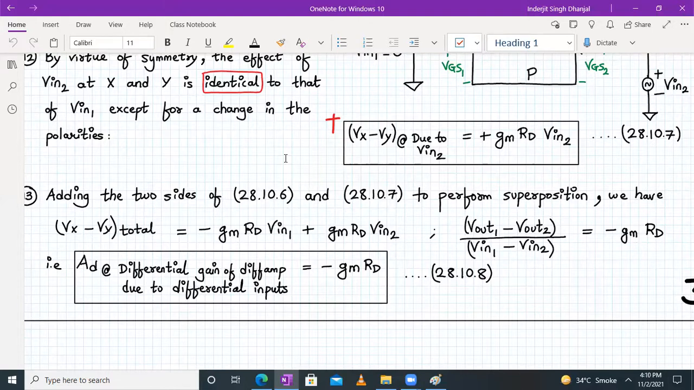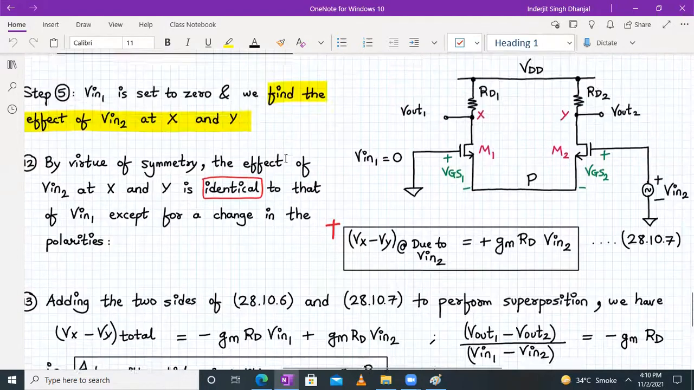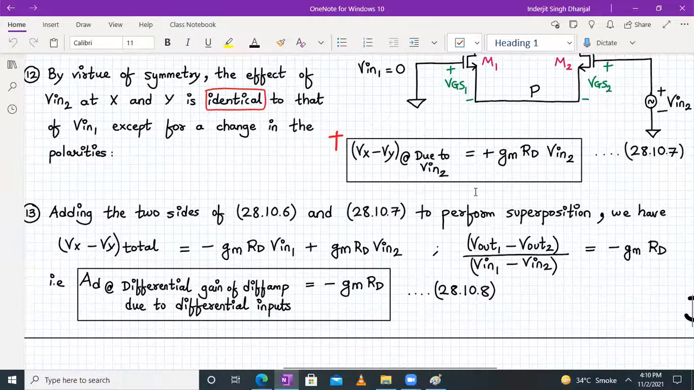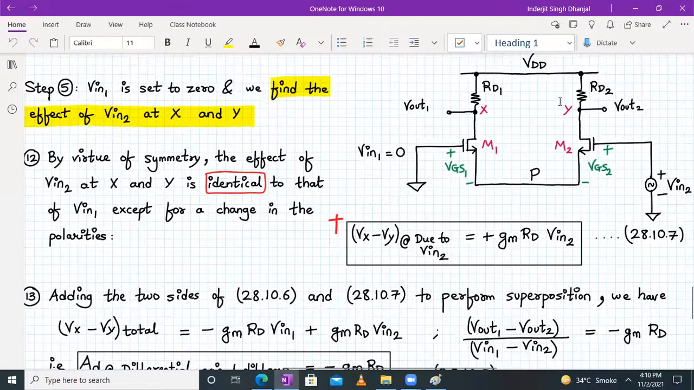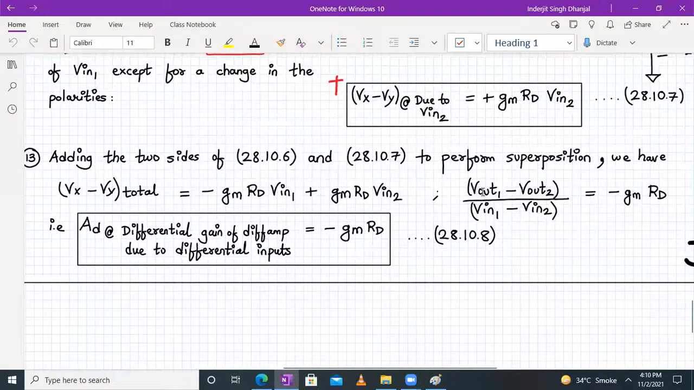Now we have to add both the sides. We have to add the terms of 28.10.6 and also 28.10.7 to perform the superposition. Therefore, Vx minus Vy total is equal to minus gm RD into Vin1 plus gm RD into Vin2. Now we can take out the terms together. Here Vx and Vy are Vout1 and Vout2, so Vout1 minus Vout2 divided by Vin1 minus Vin2 is equal to minus gm RD.